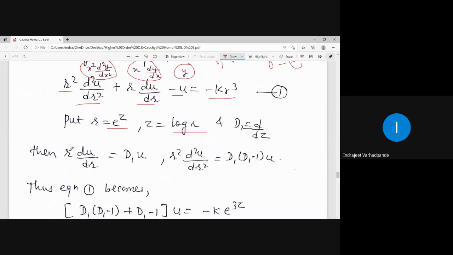So r du by dr means r du will be d1u. r square d square u will be d1 into d1 minus 1 u. Here d represents d by dr. d1 will represent d by dz. That is not changing at all. This is changed. So r du is d1u. r square d square u is d1 into d1 minus 1 u.